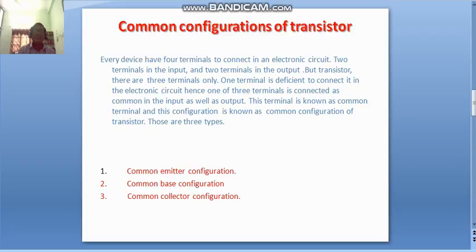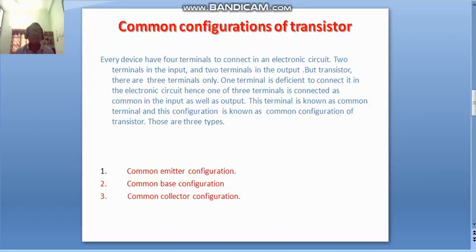Naturally, it has three terminals, but in order to connect this transistor device in an electronic circuit, these three terminals are not sufficient to get output clearly, because every circuit requires four terminals: two terminals in the input circuit and two terminals in the output circuit. But in the transistor, there are only three terminals, so one terminal is deficient to connect it.